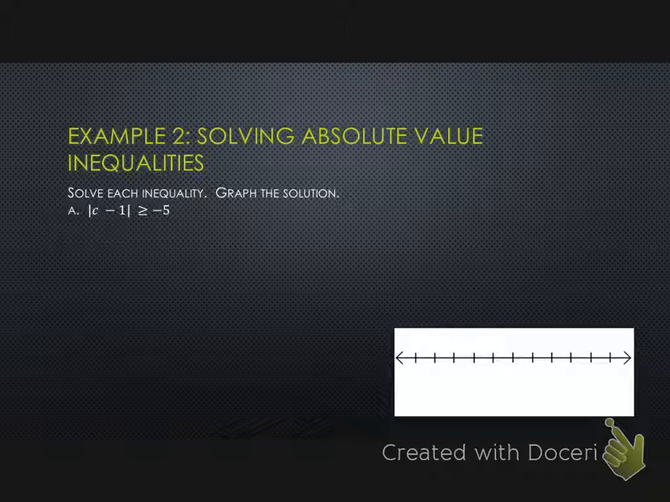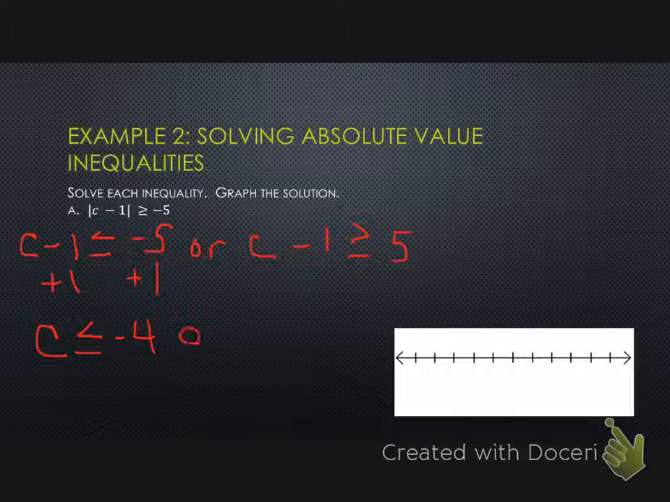Solve each inequality and graph the solutions. I have A right here. So the absolute value of c minus 1 is greater than 5. So remember, when we're doing that, it's c minus 1 is less than or equal to negative 5, or, it's an or because it's greater than 0, c minus 1 is greater than or equal to 5. To solve this, we're just going to add 1 to both sides. So c is less than or equal to negative 4, or add 1, c is greater than or equal to 6.